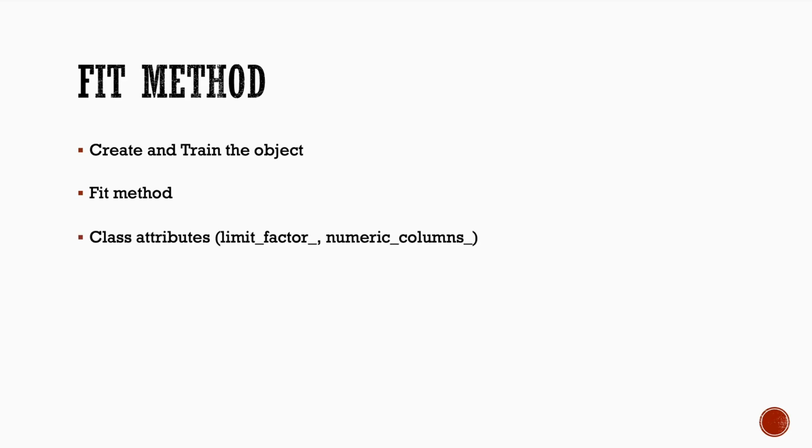In this video, I will be covering how to create and train the object of the class, and then next we will be talking about the fit method. We will see what exactly happens in the background when we apply this method. Maintaining the flow, we will also quickly see a couple of class attributes, which are limit factor and numeric columns, and at the end we will also check out two methods from this class. So let's begin.